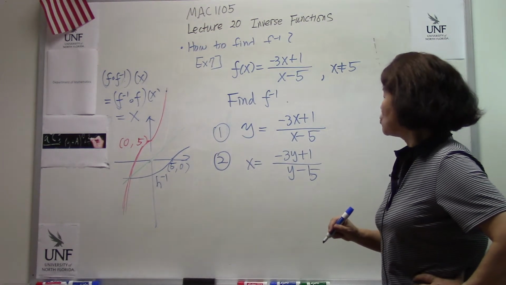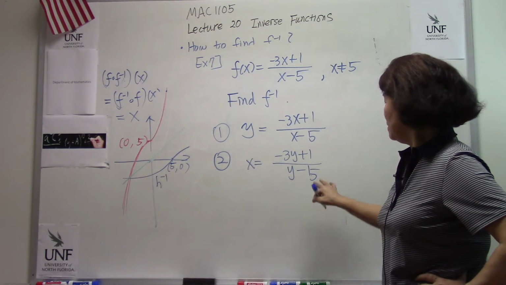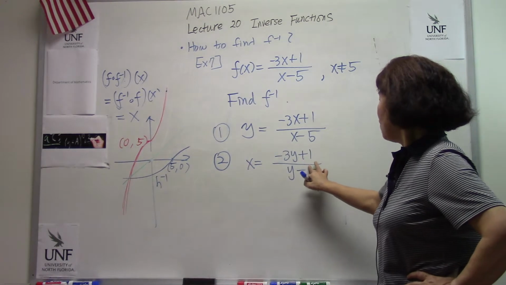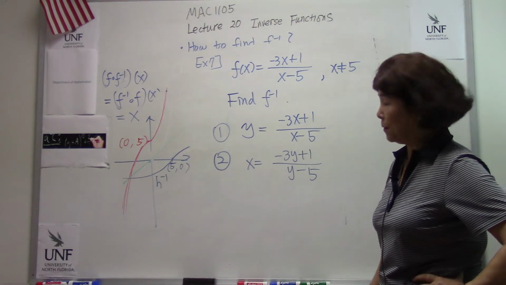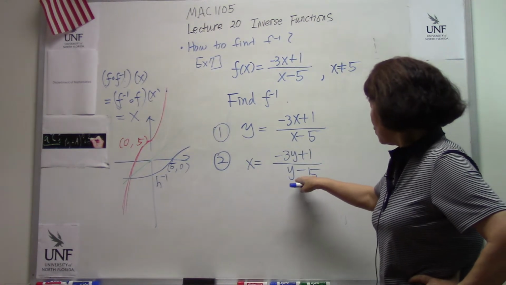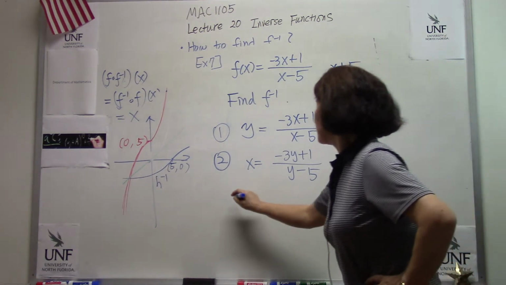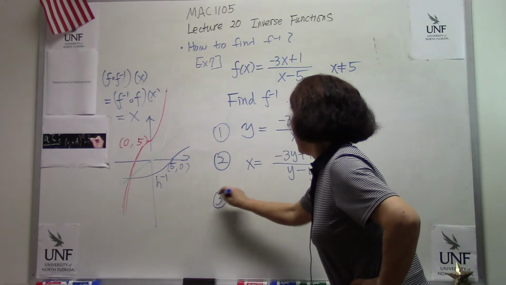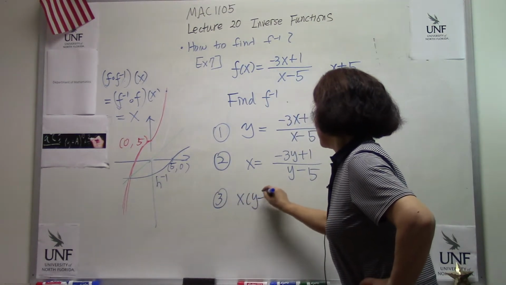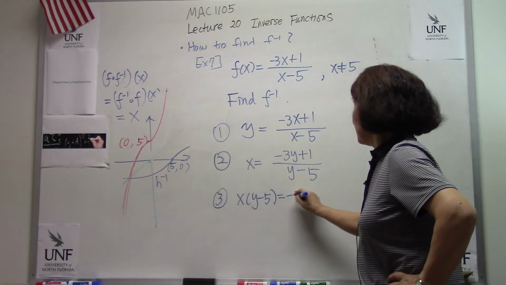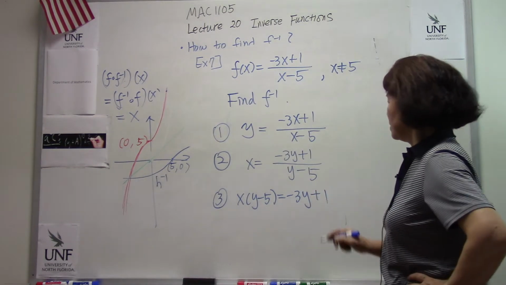So now solve for y. Well, solve for y. There are two y's over here, so we have to be careful. Well, I'm going to multiply both sides by y minus 5. So x times y minus 5 equals negative 3y plus 1.